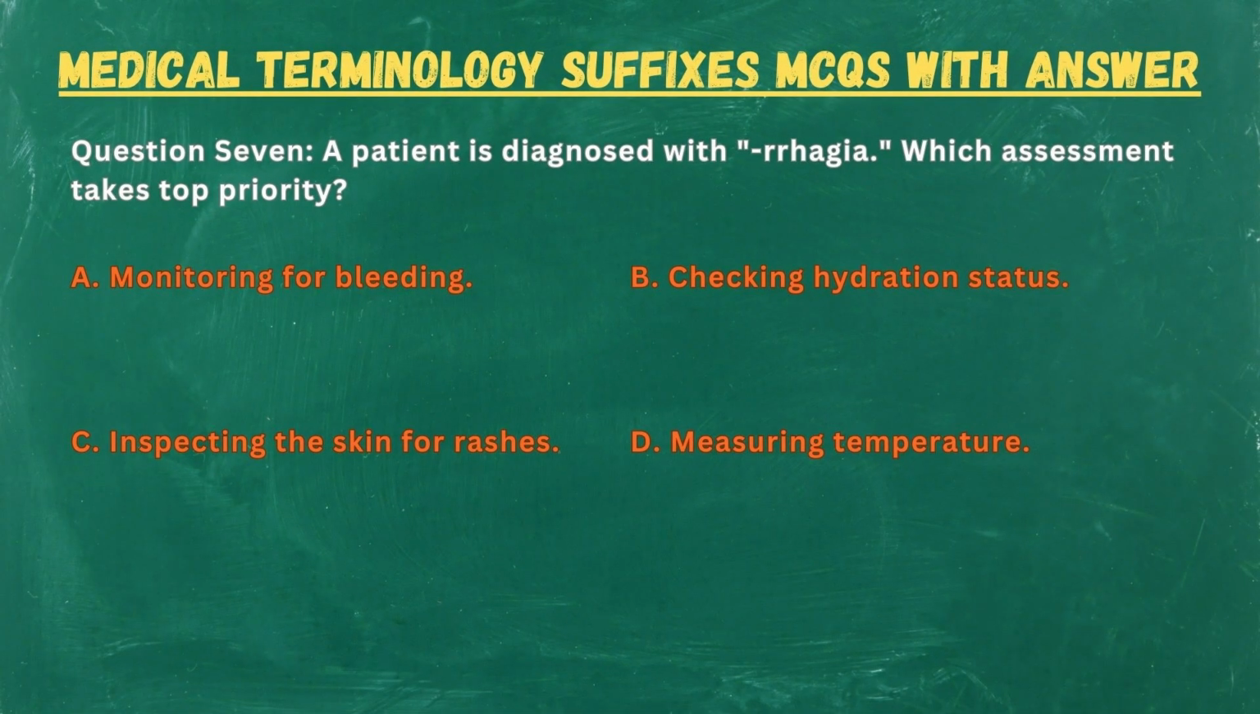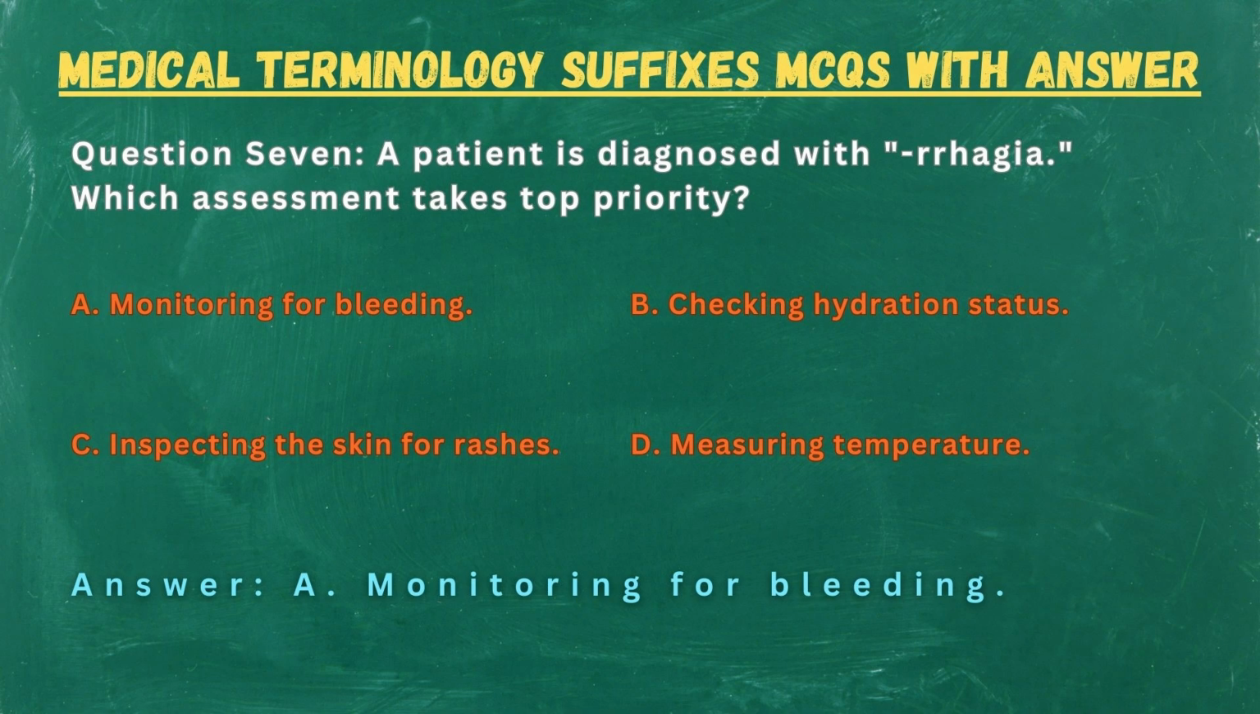Question 7. A patient is diagnosed with -uralgia. Which assessment takes top priority? A. Monitoring for bleeding. B. Checking hydration status. C. Inspecting the skin for rashes. D. Measuring temperature. Answer: A. Monitoring for bleeding.